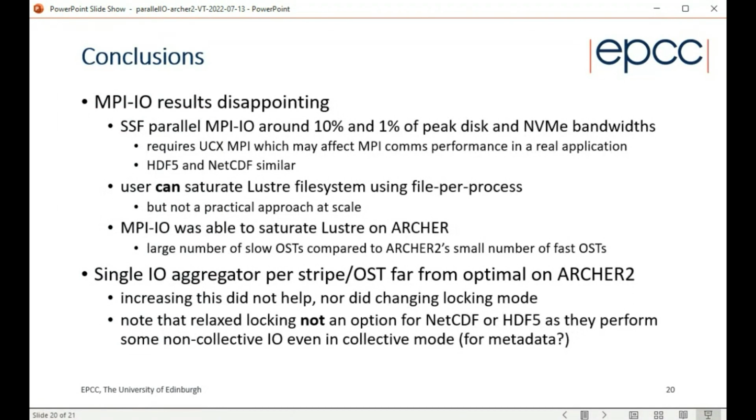The single shared file parallel MPI-IO gets around 10% of the peak performance on the disk, and only 1% of NVMe, 10 gigabytes per second versus a terabyte per second. Even to get that requires UCX MPI, and it's a global change. So if you have a point-to-point communication code that does parallel I/O, switching to UCX may increase your parallel I/O performance, but it may impact your point-to-point performance.